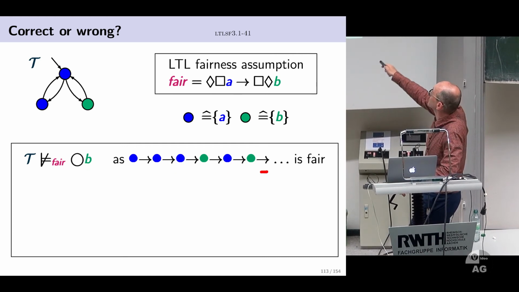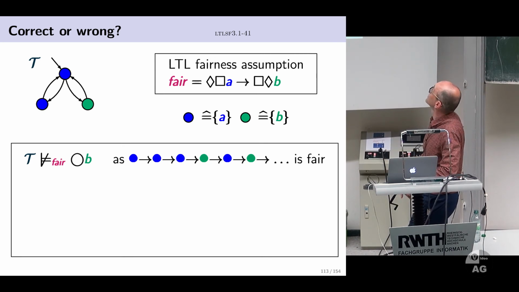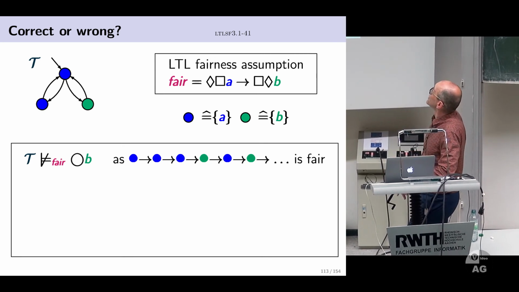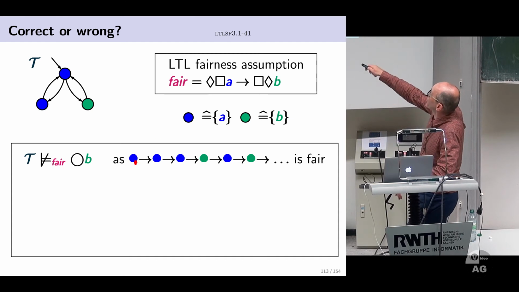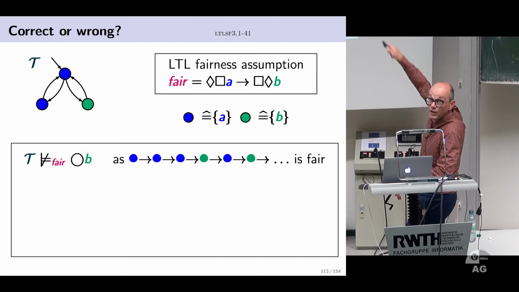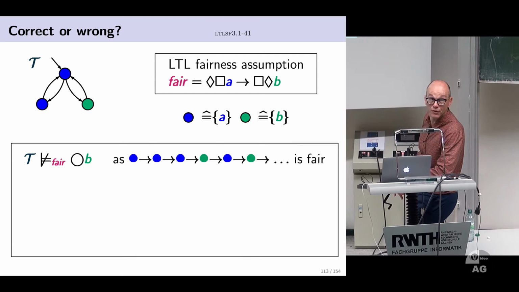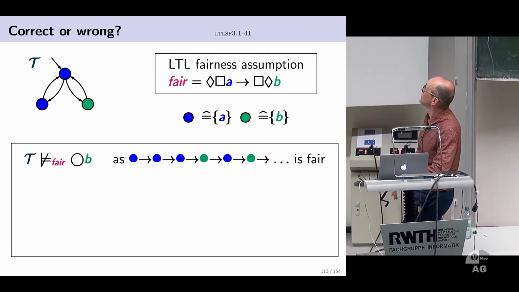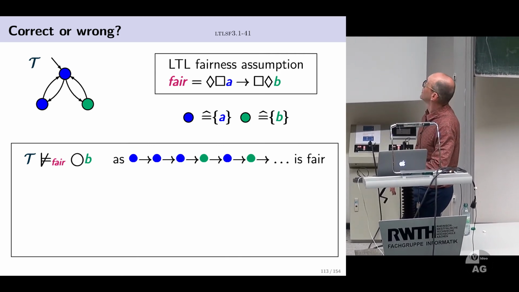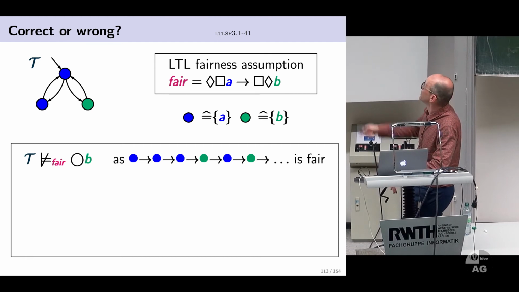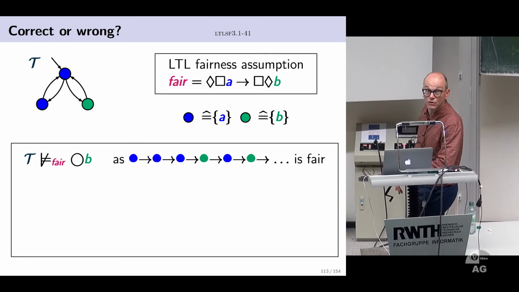So take this path. The first thing that we have to consider is whether this path is fair or not. Well, this is fair because there is no position from which A always holds. So the premise of the fairness condition is vacuously true, so this path is fair. And it does not satisfy next B because this is not green.